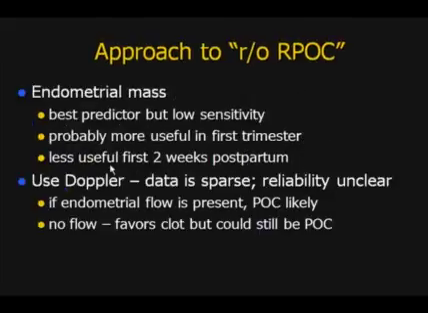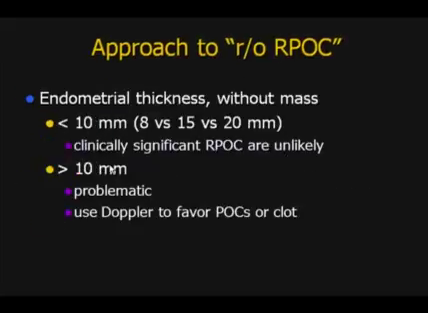It seems at this point that an endometrial mass is probably the best predictor of retained products of conception, but seems to have low sensitivity. This is probably more useful in the first trimester, less useful in the first 2 weeks postpartum, when you can see this more as a normal finding. As far as Doppler findings, the data is still somewhat sparse, reliability unclear, but certainly it seems that there's at least a trend that if endometrial flow is present, retained products of conception are more likely. No flow detected by Doppler favors clot, but could still be retained products of conception.